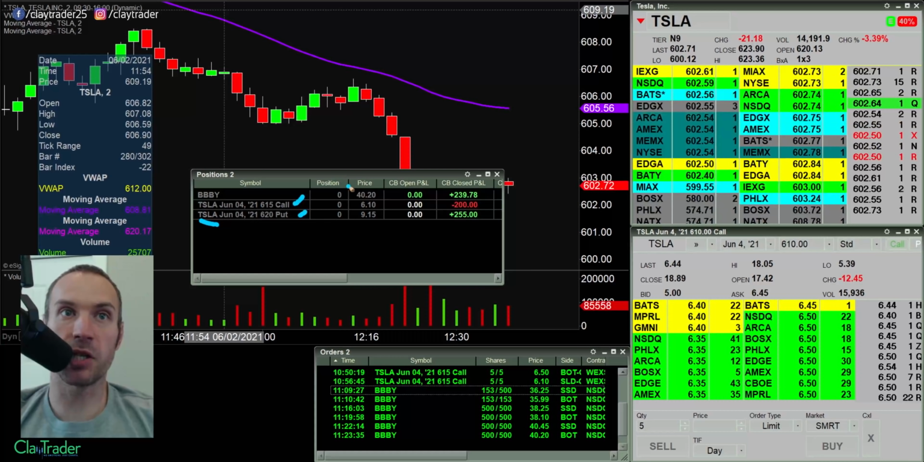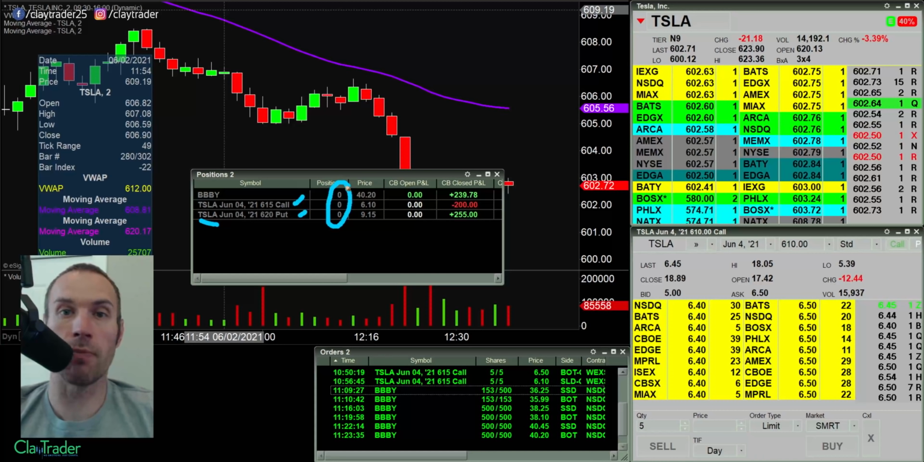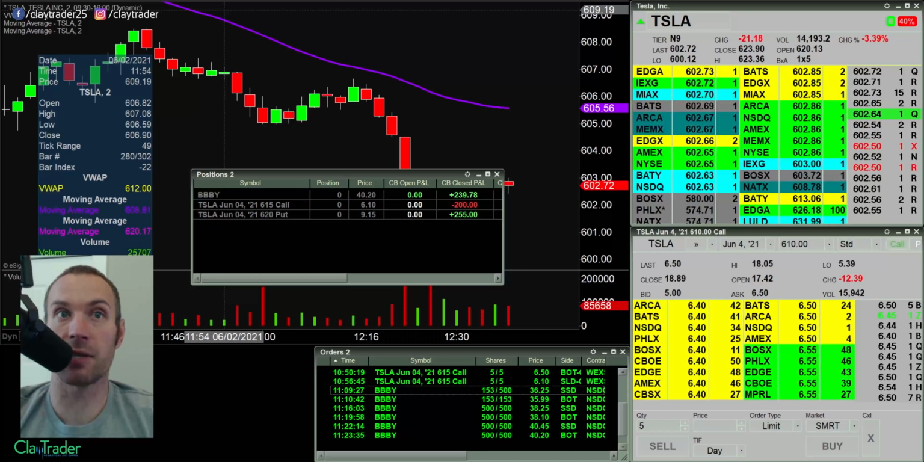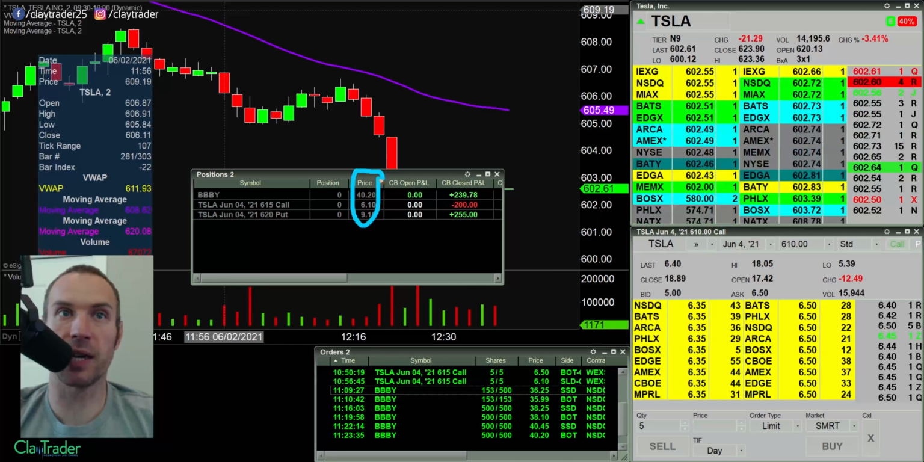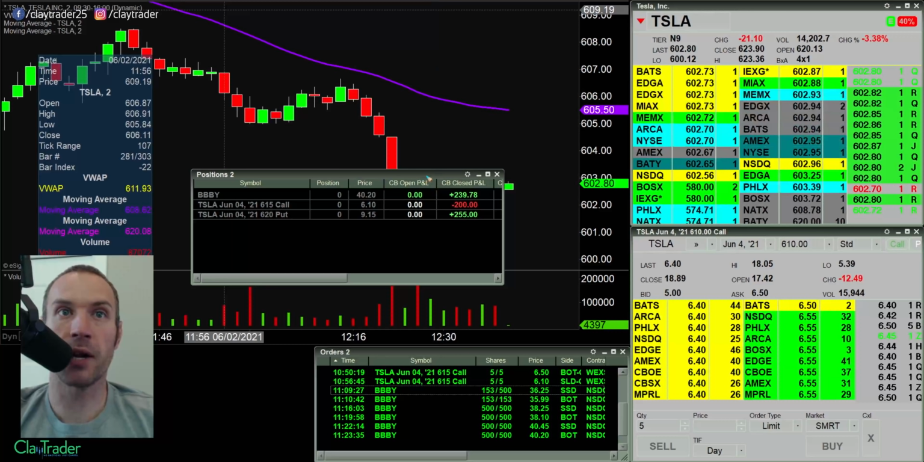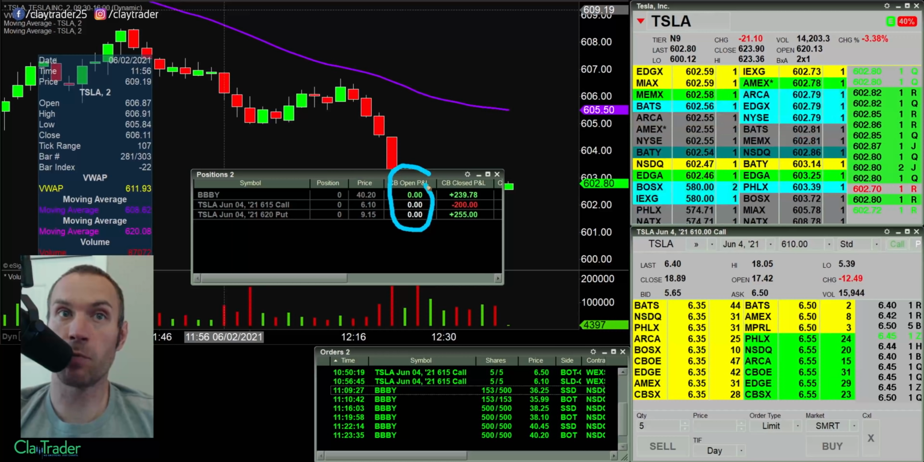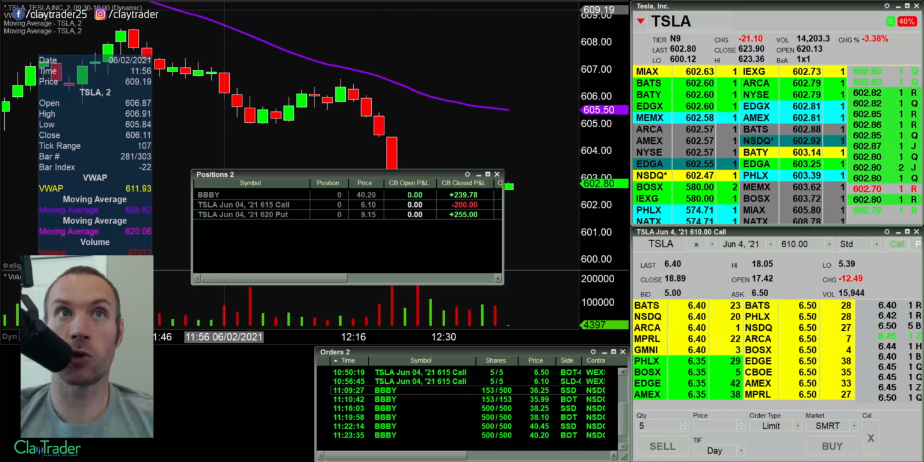Right here, you can see the position. It says 0 just because all of my positions are closed. There is not an active trade, but I'll show you that in just a second. Right here is telling you the price that eventually ended the trade. Right here, if I was in a trade, this would be flashing different colors, and I'll show you that here in just a second.